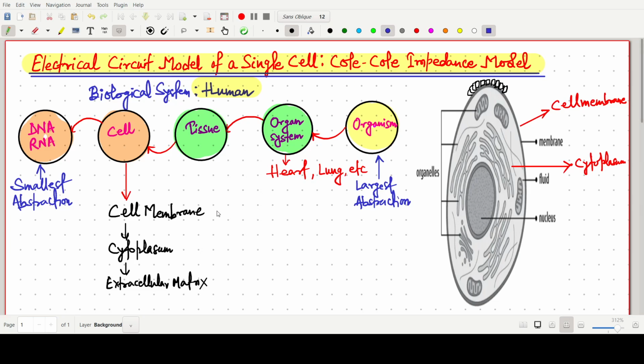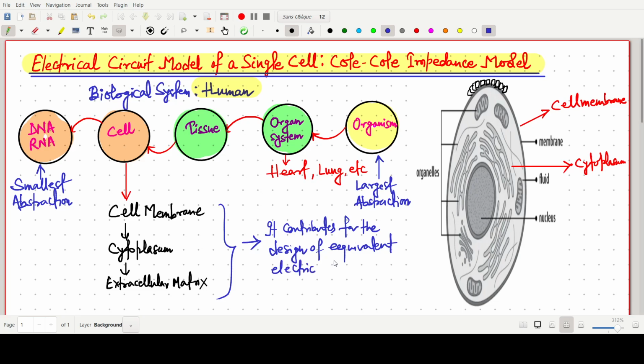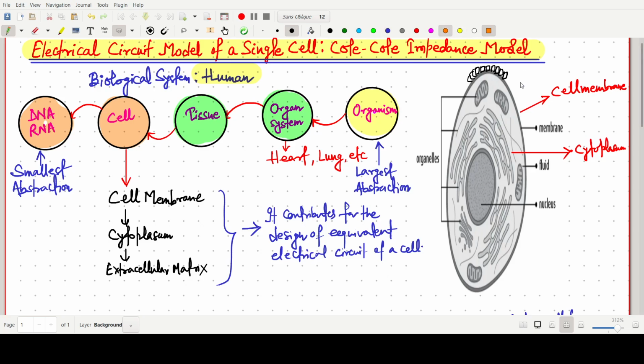These are the three important things that we will use for the design of an electrical circuit model. It contributes to the design of the equivalent electrical circuit of a cell. Very rough. We can say the subcellular matrix, sorry, we can say extracellular matrix.